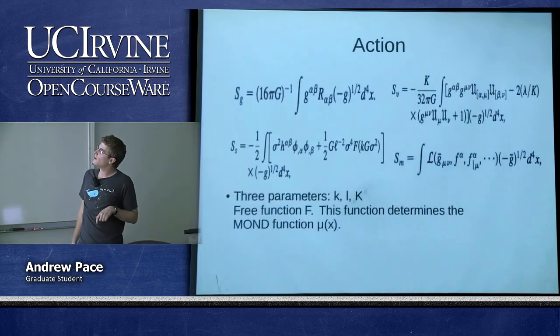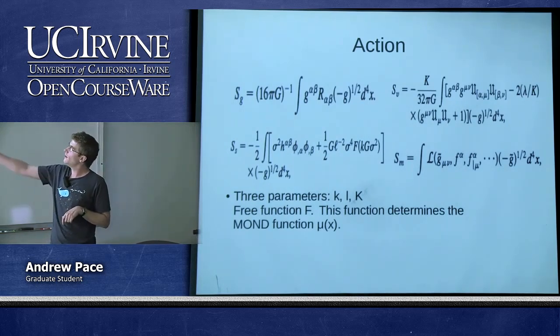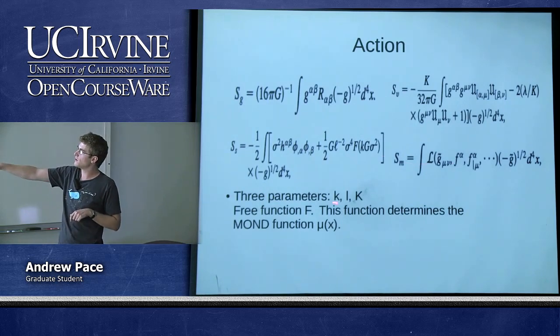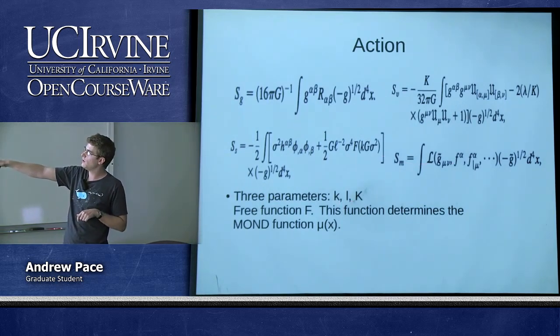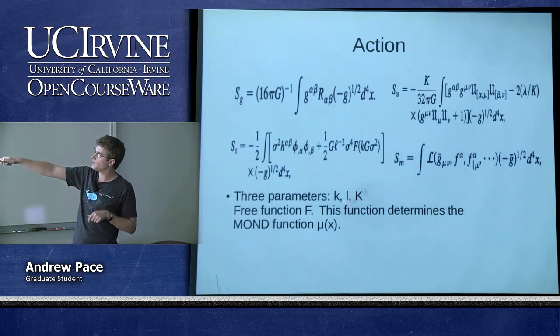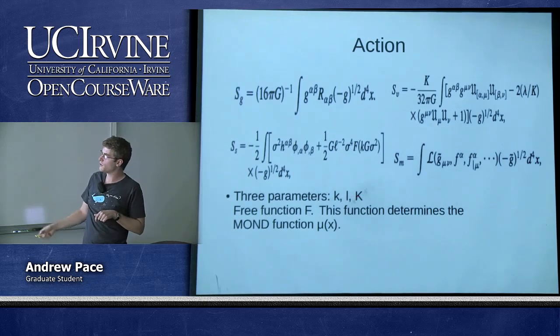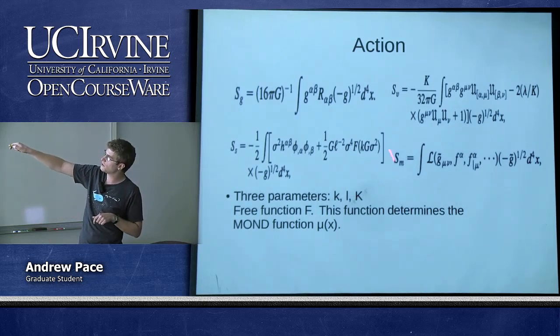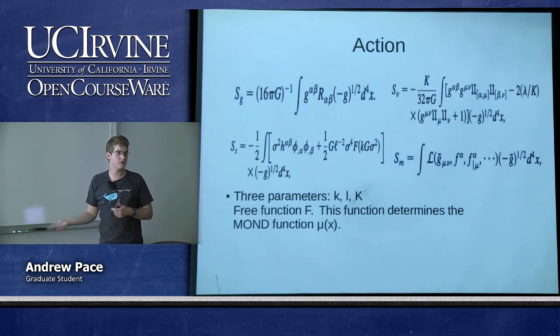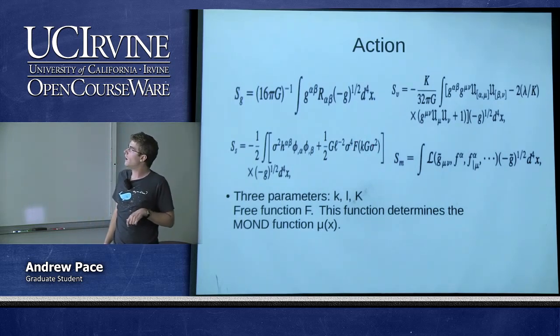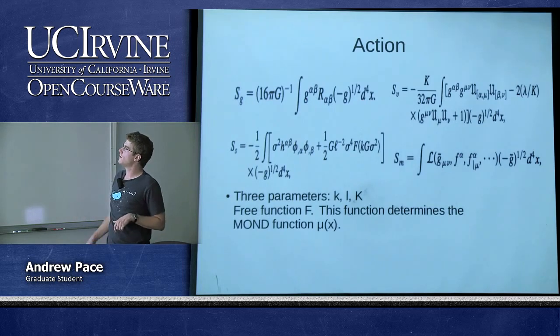Okay, so I copied the actions here from the paper. We won't look at them in detail. The most important thing here is you have three independent parameters. It's supposed to be little k, L, and k. So L here I believe is a length scale again. And then these two k's are both parameters. There's also a free function f, which is in this term here. And this will be related to your MOND function. But other than that, this is your action.